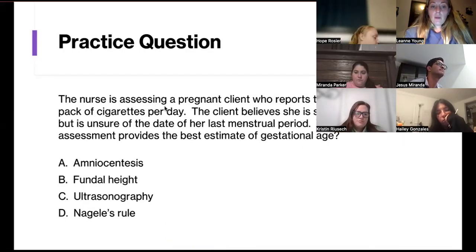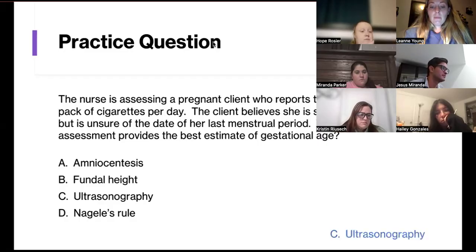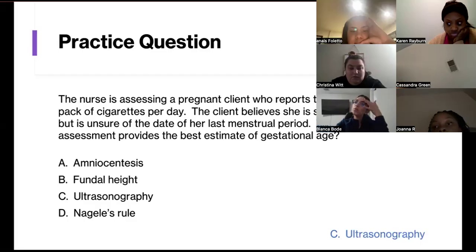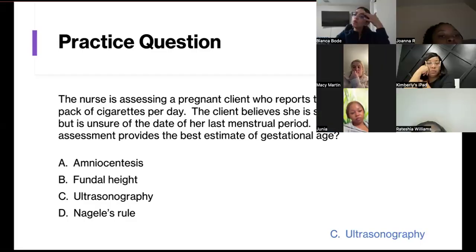Okay. The nurse is assessing a pregnant client who reports that she smokes 1 pack of cigarettes a day. The client believes she is 6 months pregnant but is unsure of the date of her last menstrual period. Which method of assessment provides the best estimate? C. Yep, ultrasound. Ultrasound is always going to be the answer when it comes to the best method of gestational age or dating.